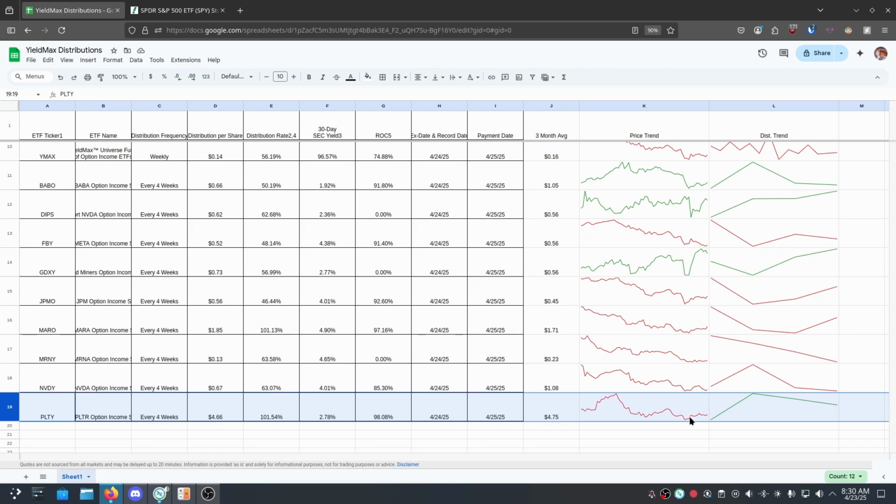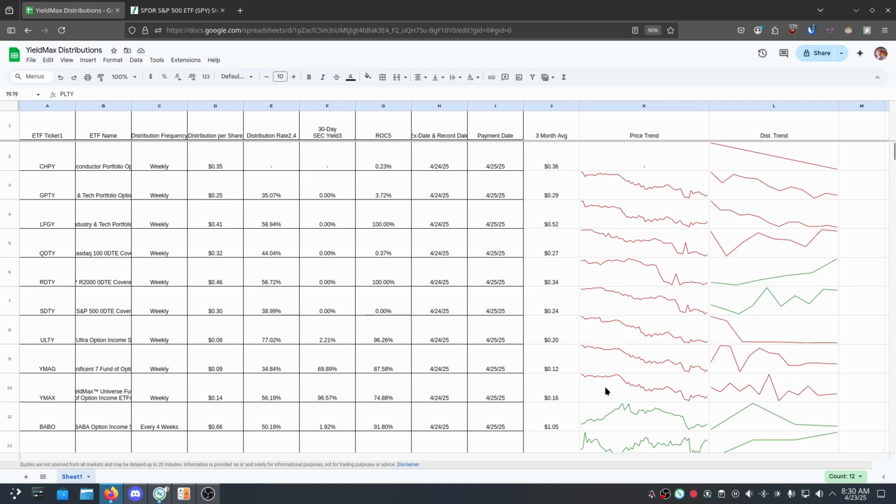So you can see that. Now, something you'll notice that I have changed is I'm using the 3-month average instead of using the annualized yield, that is. Now, there's two reasons for that. One, the yield is going to change wildly, because it takes two factors into account, obviously. You have the distribution itself, and then you have the share price.